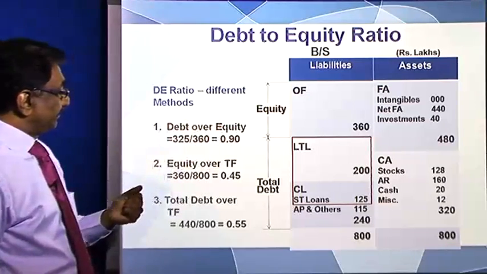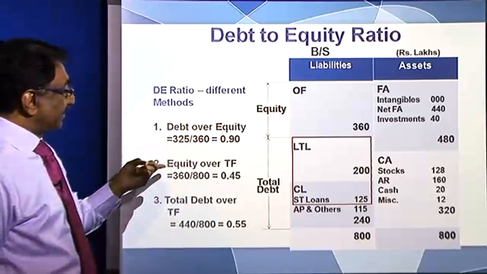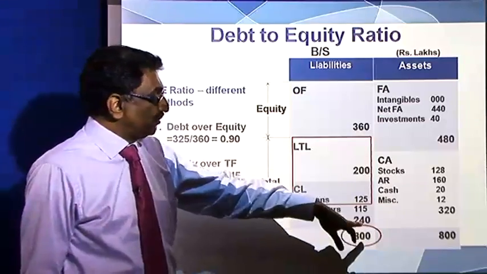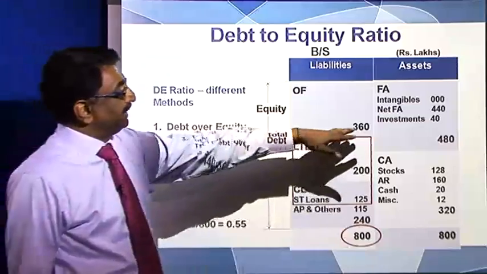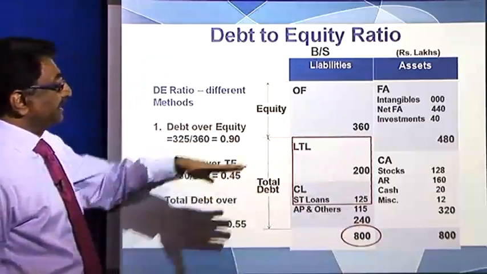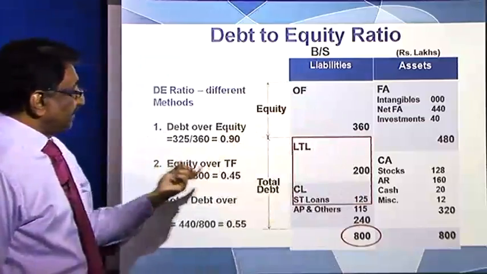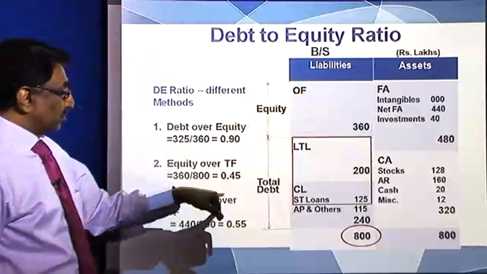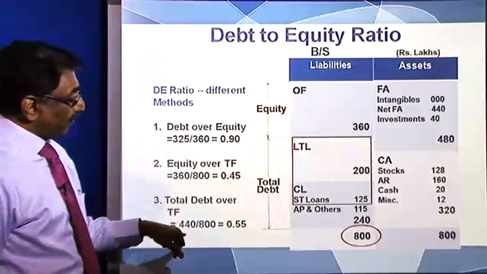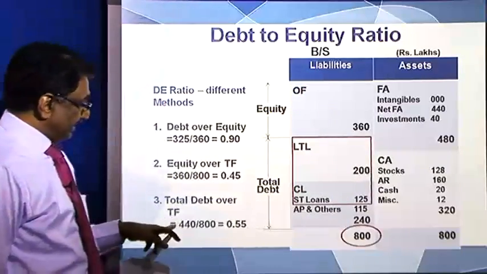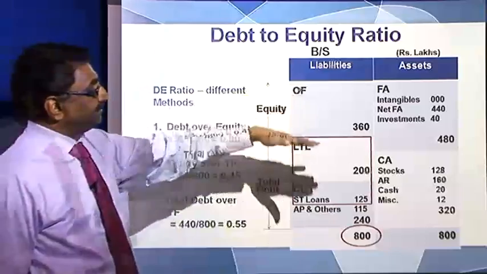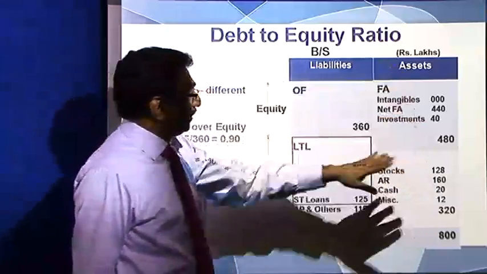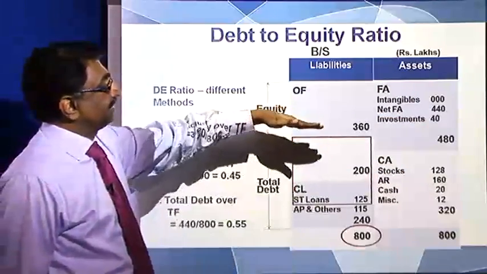Now this tells you the proportion of the debt with respect to equity. We can also compare equity over total funds. Total funds would be nothing but the balance sheet amount, which is 800, and equity is 360. So within the total funding structure, 45% or 0.45 is coming from owners, and the balance, which is total debt over total funds, which is 440, your 240 plus 200, out of 800, 55% is coming from liabilities or borrowings.